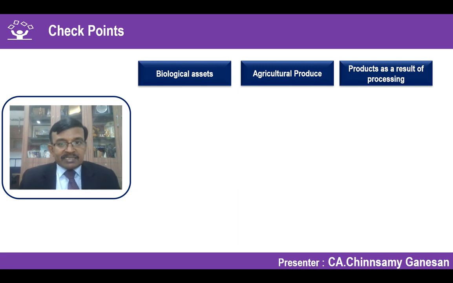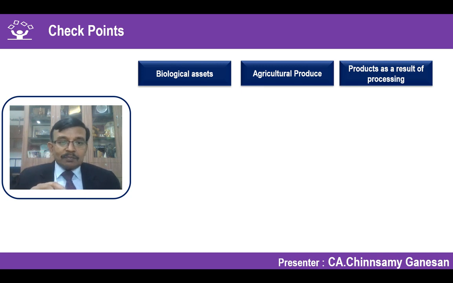What is biological asset? What is the agricultural produce arising out of the biological asset? And what are the products as a result of processing the agricultural produce? This is exactly what the standard is talking about. So biological asset will be covered as per Ind AS 41, provided it's a consumable biological asset. If it is a bearer biological asset, it moves to Ind AS 16. Agricultural produce at the time of harvest, and up to the stage where it is there in the bearer biological asset, is covered under the standard. After harvest, it goes to Ind AS 2.